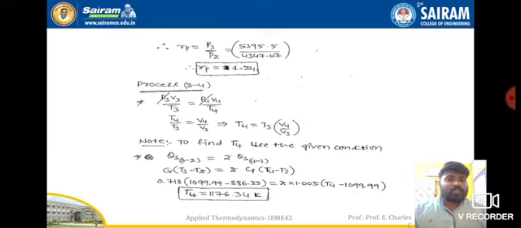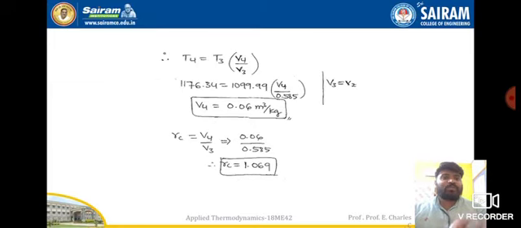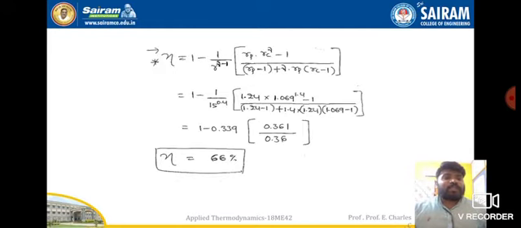So this T4 has to be used. T4 by T3 is equal to V4 by V3. So we will get the V4 value, and the cutoff ratio V4 by V3 is equal to 1.069. Okay. Next, straight away, the efficiency of this cycle.